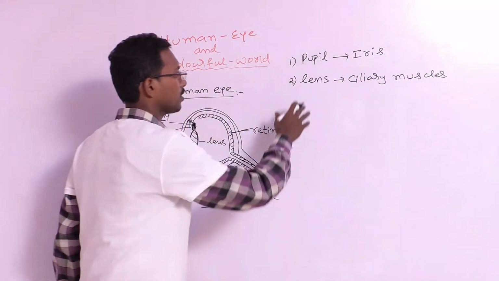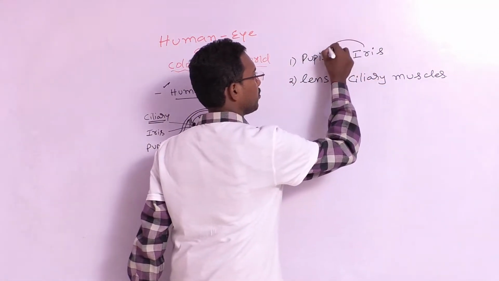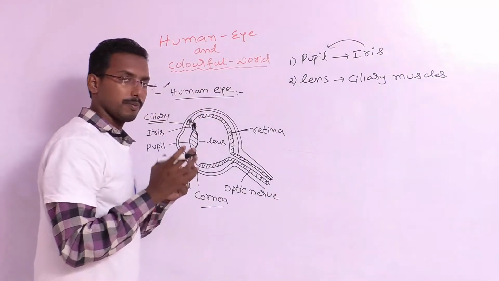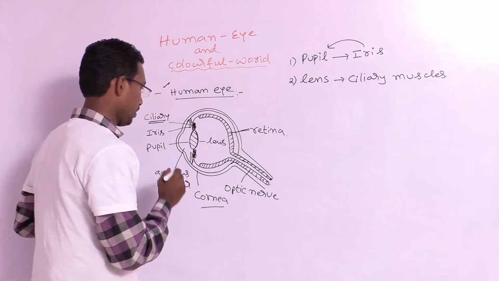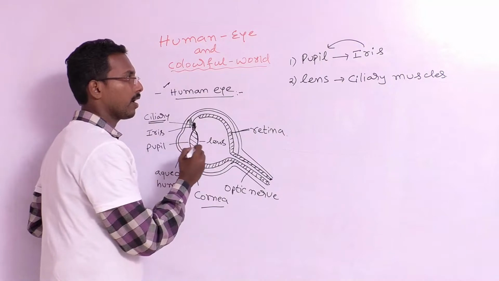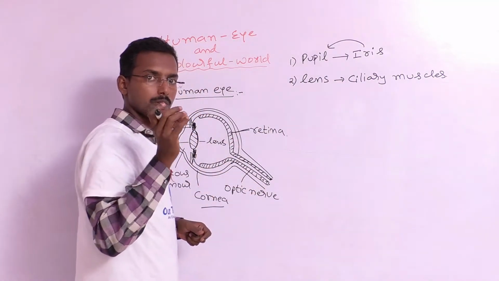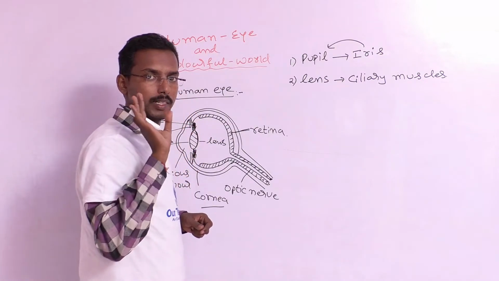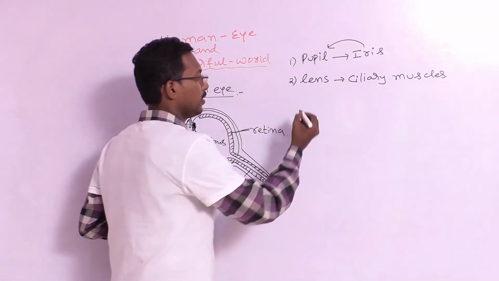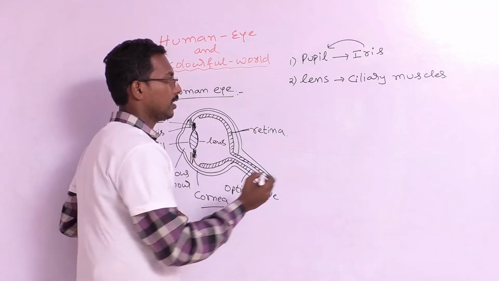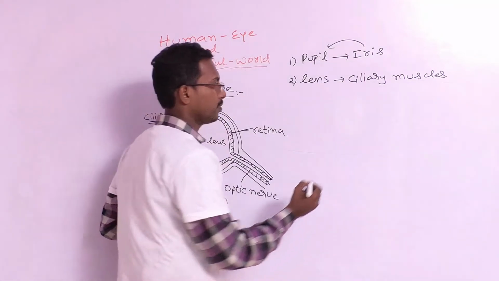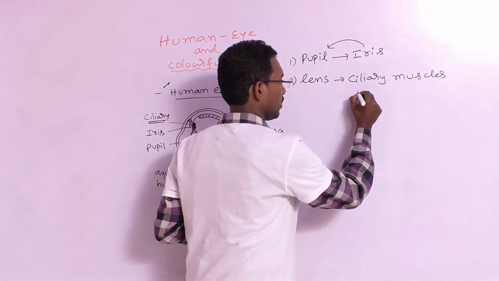How does the iris control the pupil? If more intense light is trying to enter your eye, the iris will make the pupil size small, so only some part of the light will enter the eye. Similarly, if you are seeing a far object, then the ciliary muscles will be relaxed.